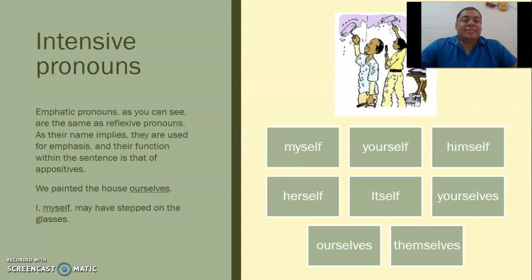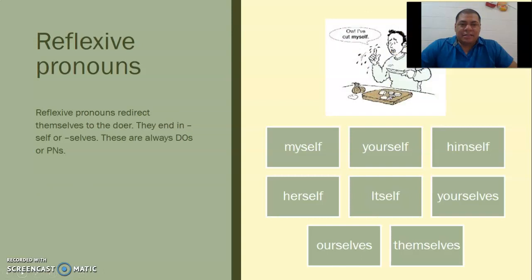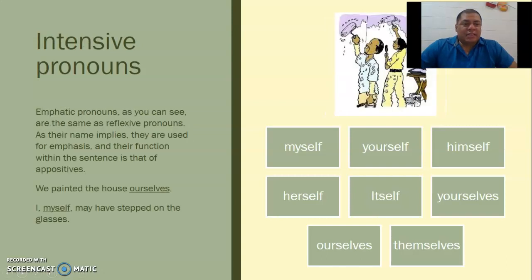Now, intensive pronouns are also called emphatic pronouns. And check the list of the intensive pronouns. It's the same list as the reflexive pronouns. Let's check back. Reflexive pronouns, there's a list. Intensive pronouns, there's a list. It's the same list. Intensive pronouns and reflexive pronouns are the same words. So why don't we call them both the same thing? Because they do different things in the sentence.